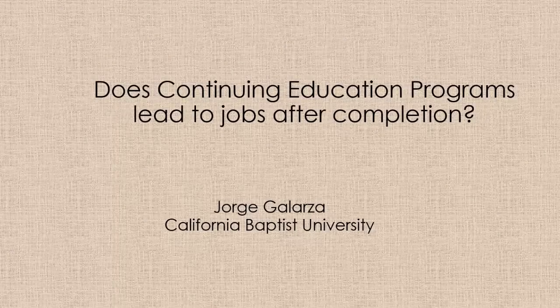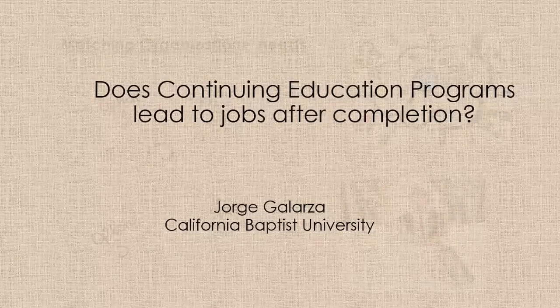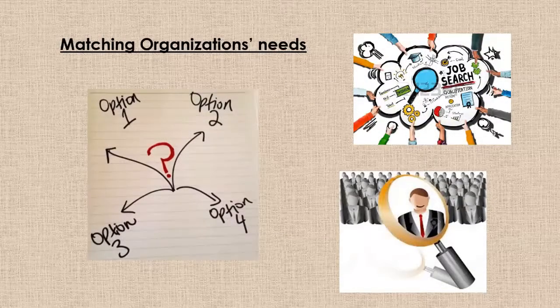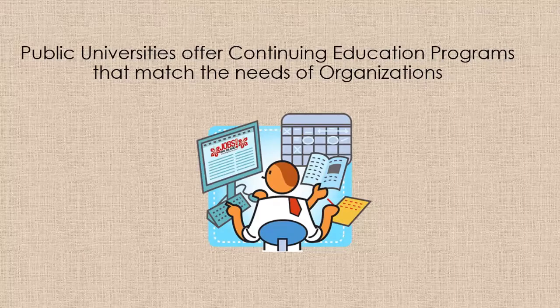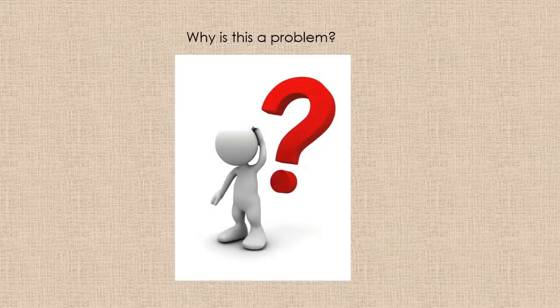Today I'll be talking about my dissertation topic. The topic I picked is how public universities offer continuing education programs that match the needs of organizations. The purpose of this study is to provide public universities with data to help them better develop and meet the needs of institutions. So why is this a problem?